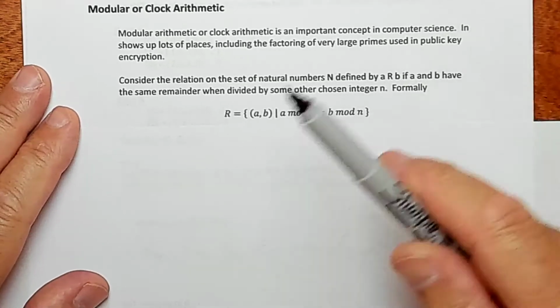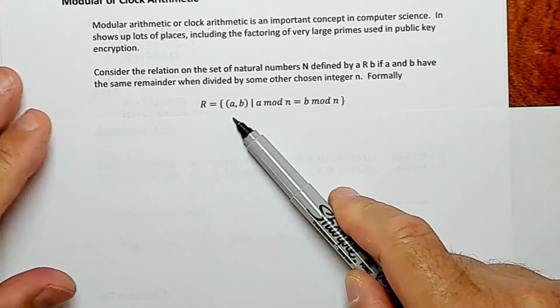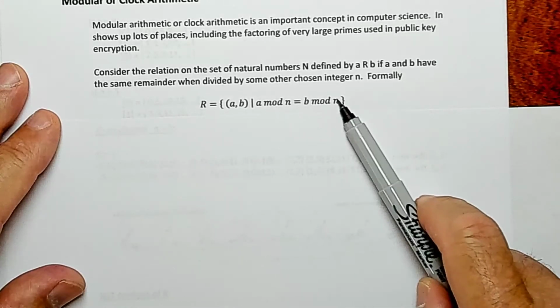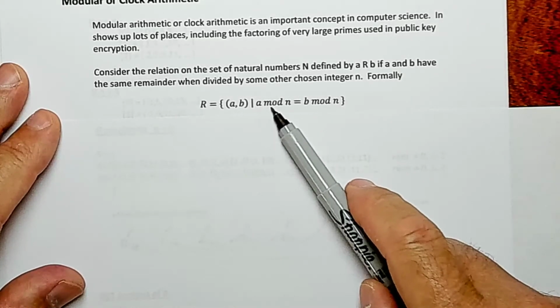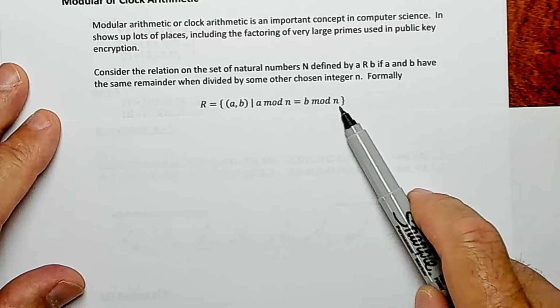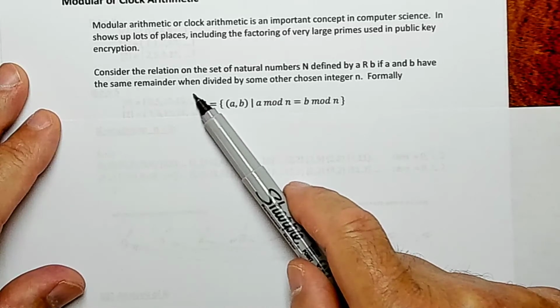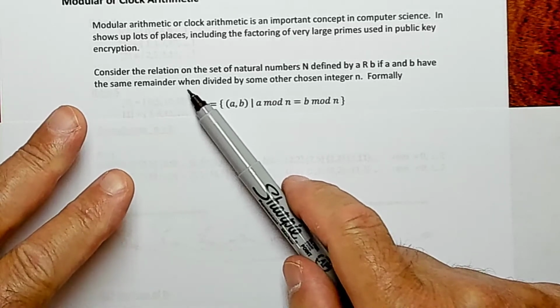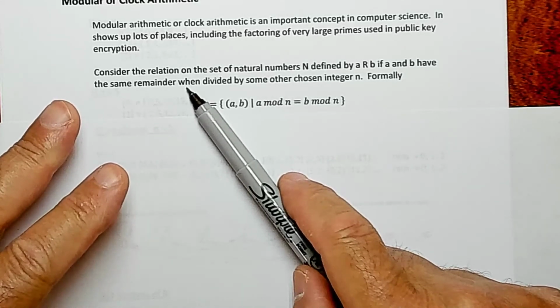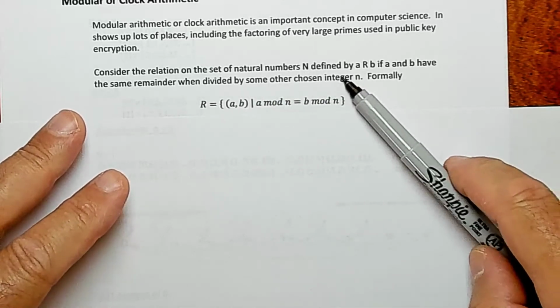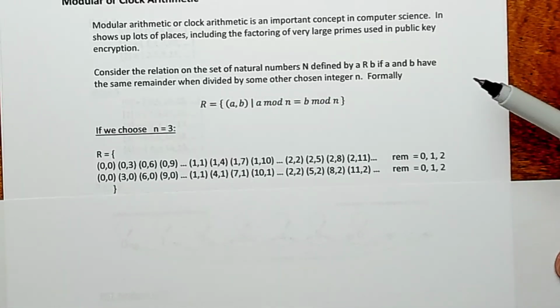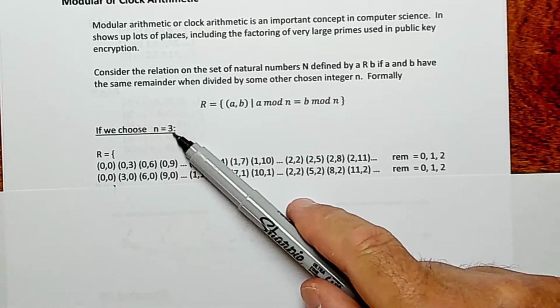But let's define a relation as the set of all ordered pairs A, B, such that A mod n is equal to B mod n. That is, they have the same remainder. Two numbers A and B have the same remainder when divided by some other chosen integer n. So, for example, let's say you choose n to be 3.